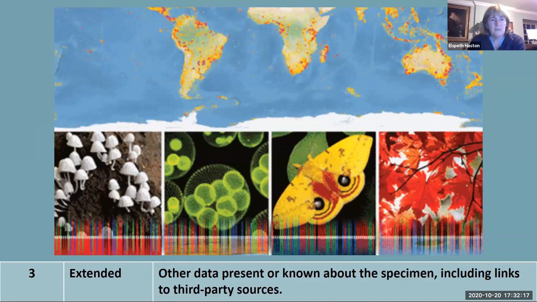In MIDS level three, this is the extended MIDS level. And this is where we're looking at providing additional data, including links to third-party sources. So examples of that might be, for example, GBIF, DNA sequences, literature sources. We could also potentially add quality assertions here.